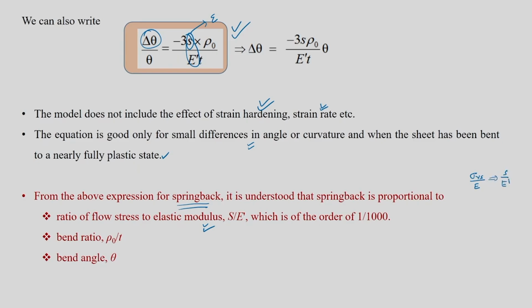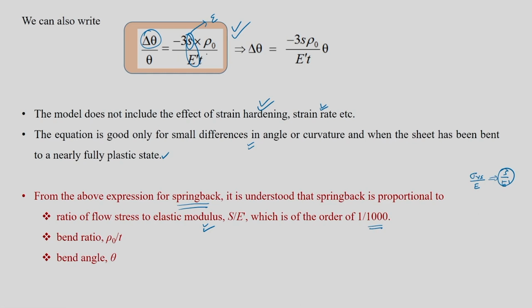So, this ratio becomes important, because these both are somehow related to elastic deformation, and this ratio is of the order of 1 by 1000, that we should have some idea. Okay. Why? Because this S is generally said in MPa and E dash is generally said in GPa. So, you can say that it is about 1 by 1000, in that order.